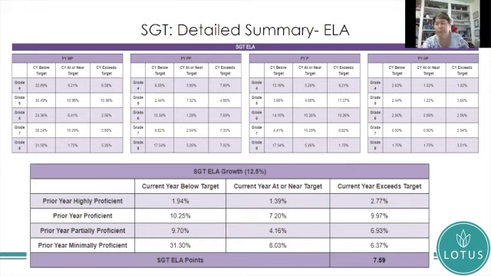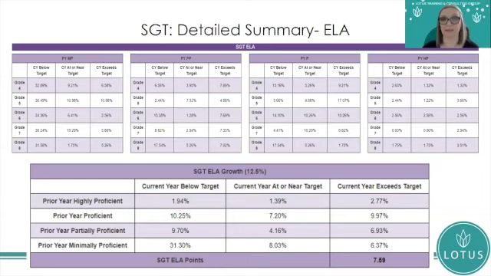So if I'm looking at a high percentage in the box that is low growth and partially proficient, it would tell me that my partially proficient children are not getting good growth. Yes, exactly.